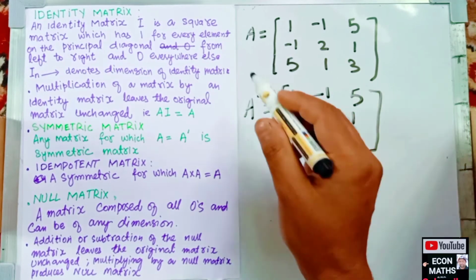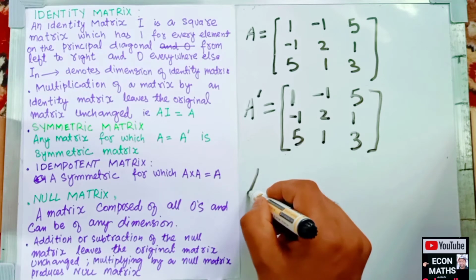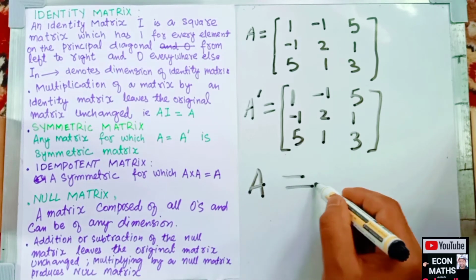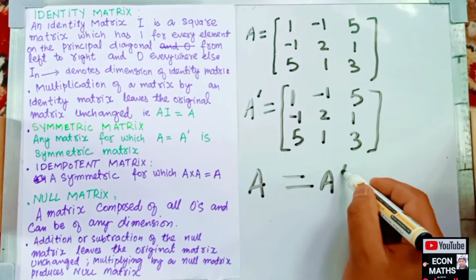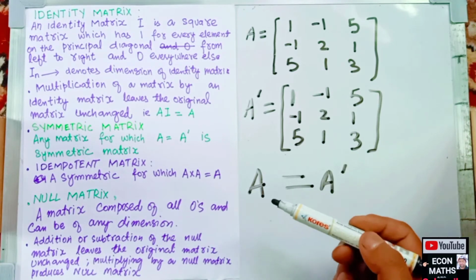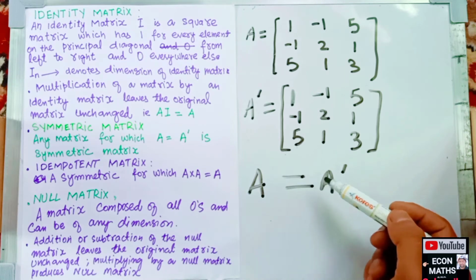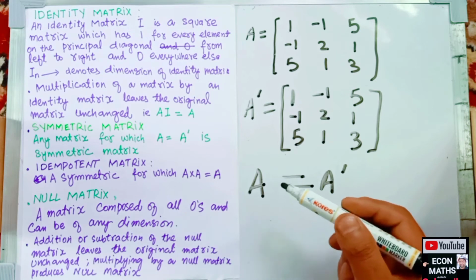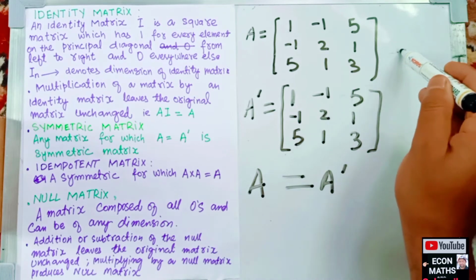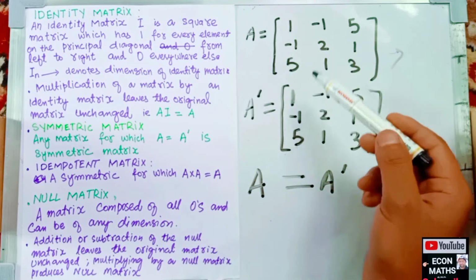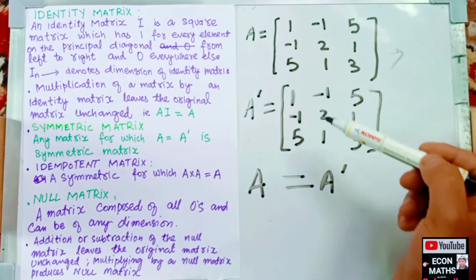Now in this example we can see that the original matrix and its transpose are the same, that is A is equal to A dash. Whenever the transpose of a matrix is equal to the original matrix, we say that the given matrix is the symmetric matrix, because here we see these two matrices are the same.